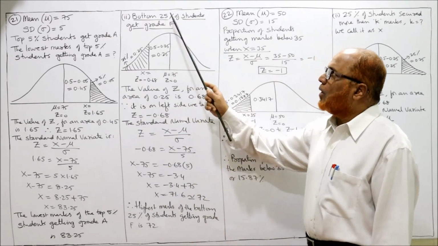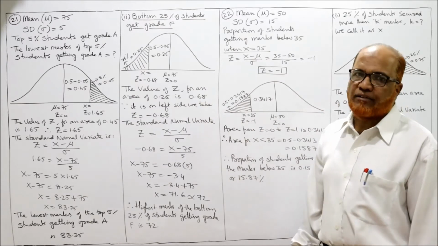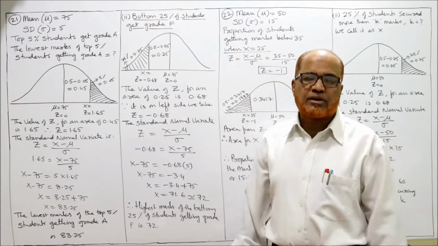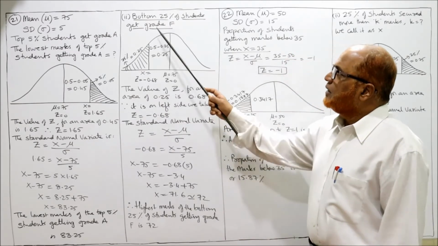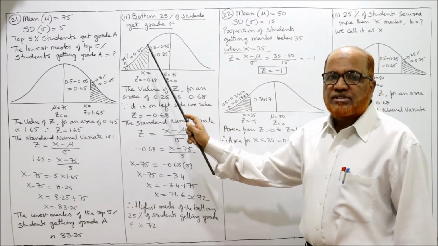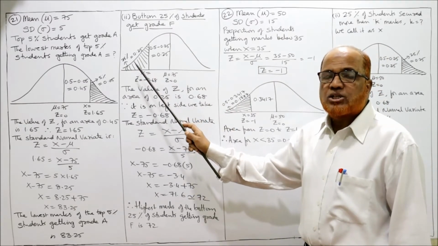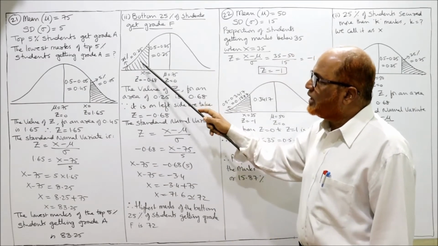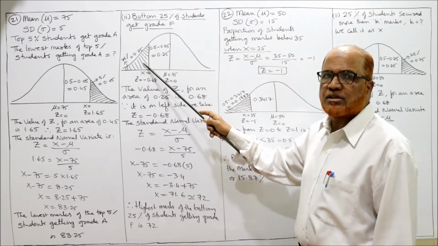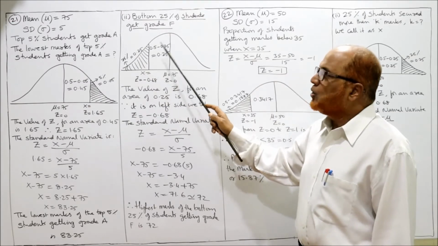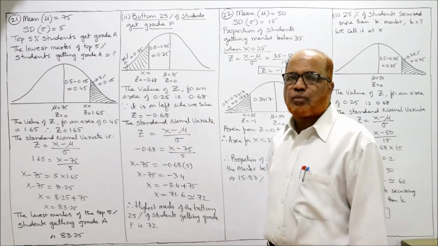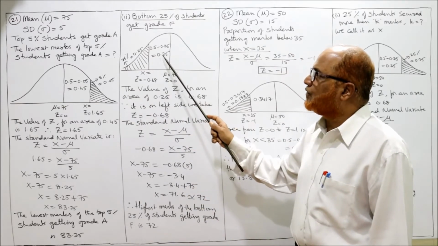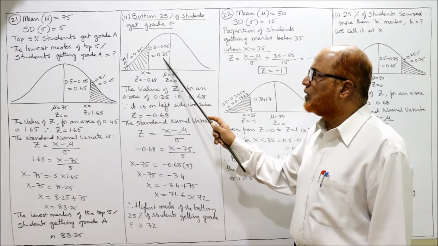That's it. So half of the question is completed. Now the remaining half: the bottom 25% of students get grade F. What is the highest mark of this bottom 25% who get grade F? Bottom means left side. The lowest 25% of students got grade F, so this shaded area is 25%, 0.25. The total area from the middle to the left is 0.5, so 0.5 minus 0.25, you will get an area of 0.25.